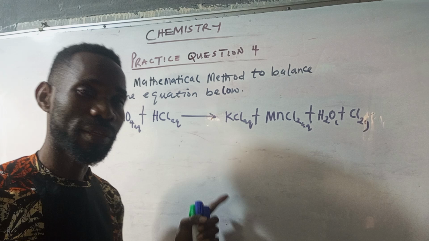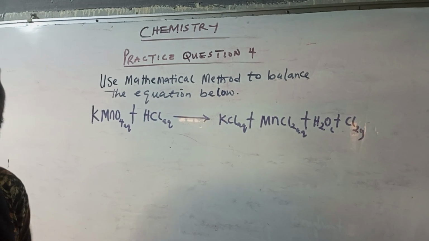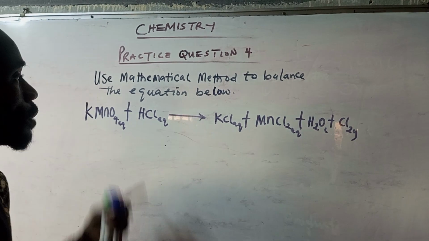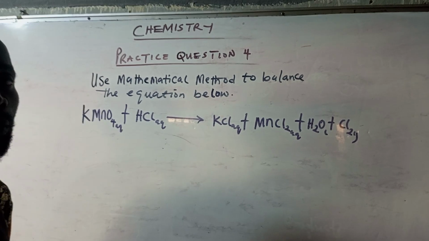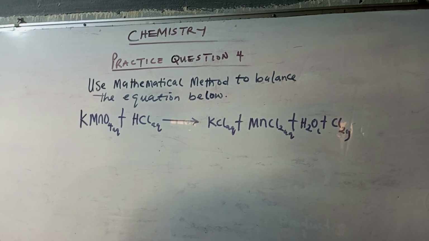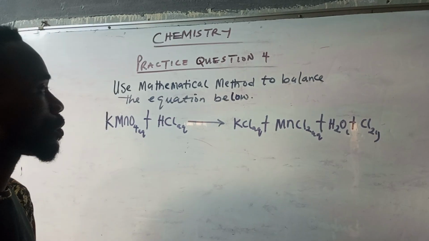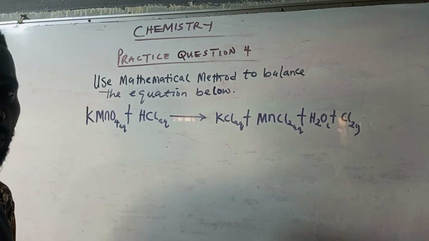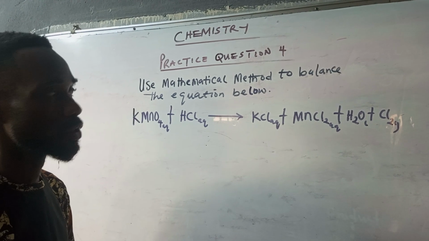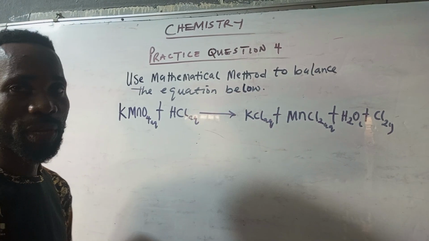Today we have another interesting question to tackle in chemistry, and that is our practice question number 4. Today we are looking at balancing of chemical equations. We have a challenging problem here, but very easy to solve. We should use the mathematical method to balance the equation below, which means there are other methods that can be used to balance chemical equations. But here specifically, we are told to use the mathematical method.